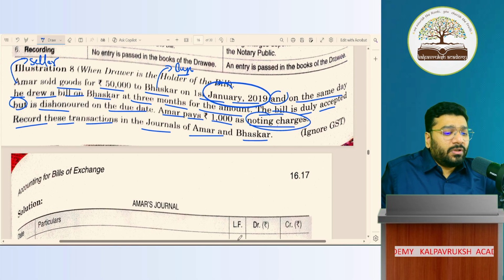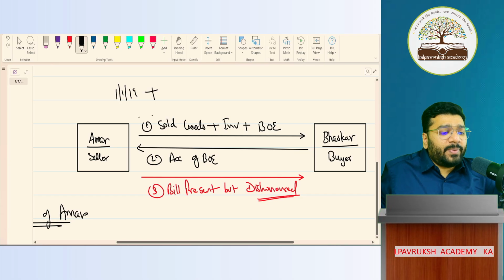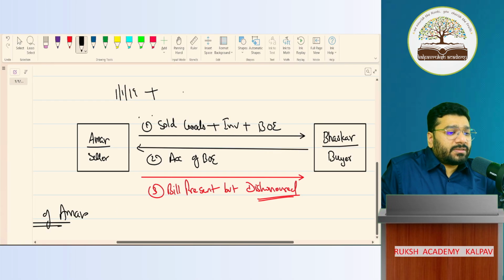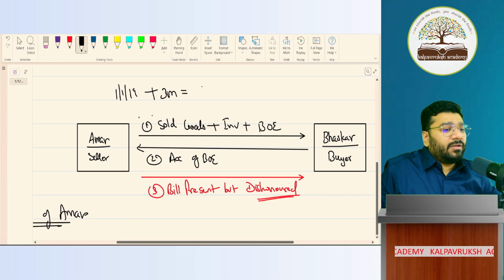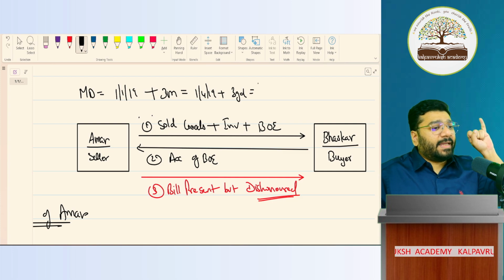What is the date of issue? 1 Jan 2019. So 1/1/2019 plus credit period, how many months? 3 months. So can you please tell me the due date? January, so it is Feb, March, April. So 1 April 2019. With this, add 3 grace days. So you get the maturity date, which is what? First, so second, third, fourth.